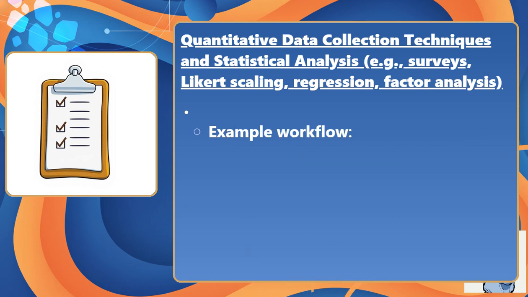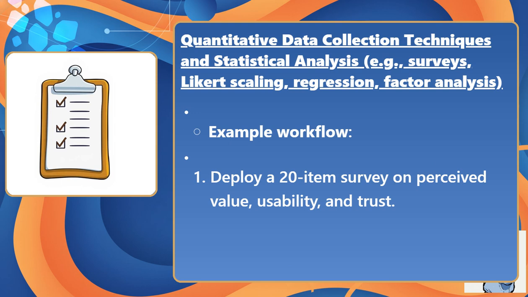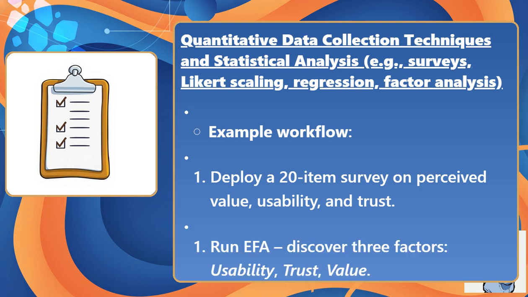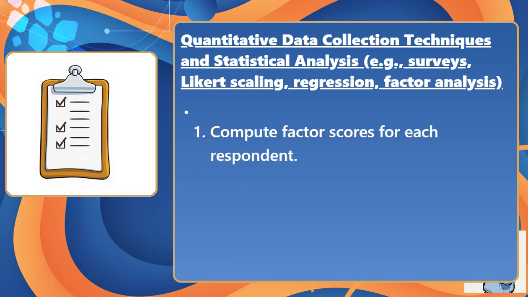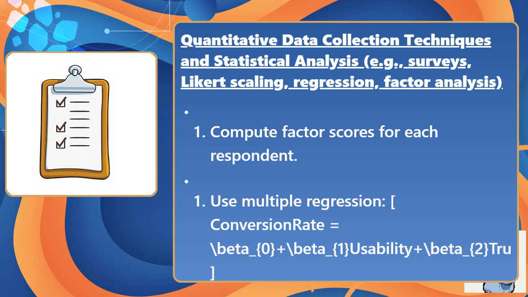Example workflow. Deploy a 20-item survey on perceived value, usability, and trust. Run EFA, discover 3 factors: usability, trust, value. Compute factor scores for each respondent. Use multiple regression. Conversion rate equals beta 0 plus beta 1 usability plus beta 2 trust plus beta 3 value plus epsilon.